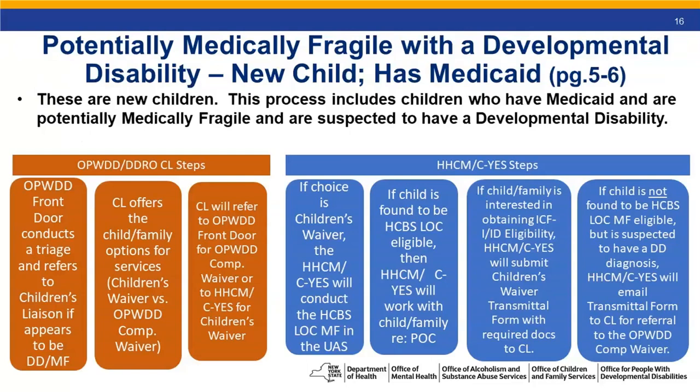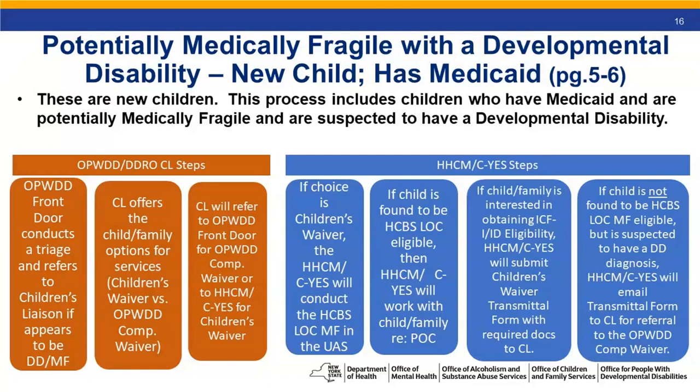Right. So the first new table, and it's on pages 5 and 6 of the DDRO manual, is a child comes to OPWDD. They're potentially medically fragile with a suspected developmental disability. So these are new children, and this process includes children who have Medicaid already established, and as I said, are potentially medically fragile and are suspected to have a developmental disability.